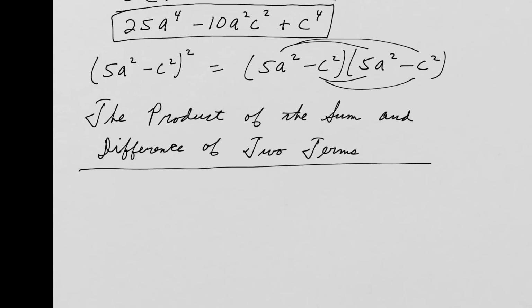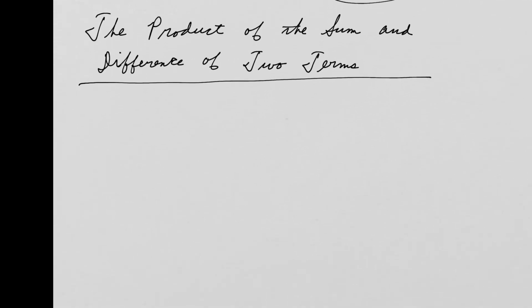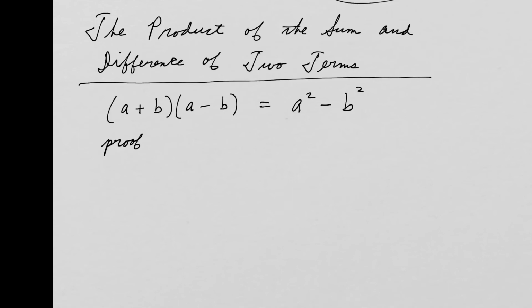Okay, so what do I mean by that? I mean, if I have a sum of two terms, say a plus b, and then multiply by a difference, say a minus b, it turns out that the result is going to be a squared minus b squared. There's no middle term. It cancels, okay? How do we prove that? Well, we could prove it right here just by multiplying this out.